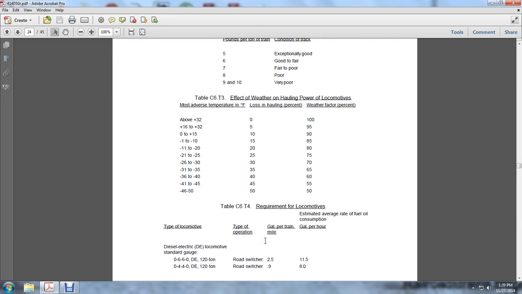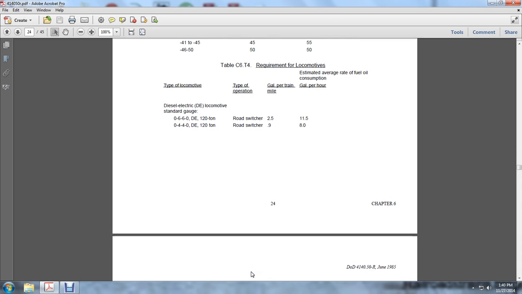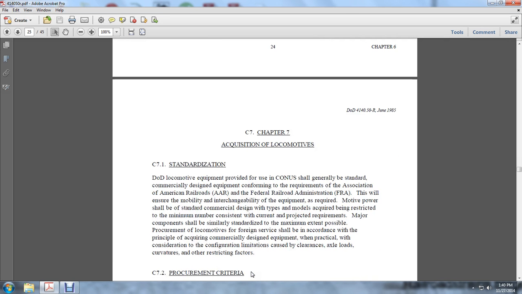Requirements by type of locomotive and type of operation, in gallons per train mile and gallons per hour. The estimated average fuel oil consumption: the 660 diesel electric locomotive railroad switcher at 2.5 gallons per train mile, 11.5 gallons per hour. The 120-ton diesel electric road switcher at 9 gallons per mile, 8 gallons per hour. Chapter 7: Acquisitions of locomotives.